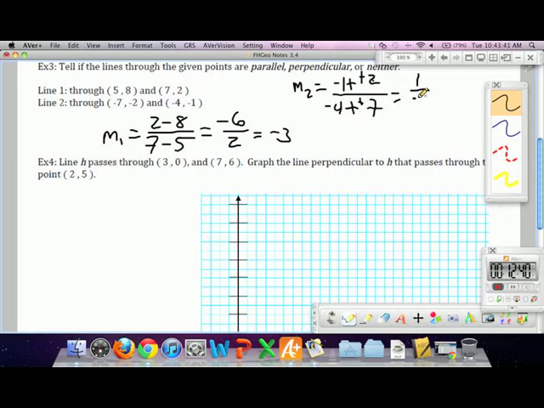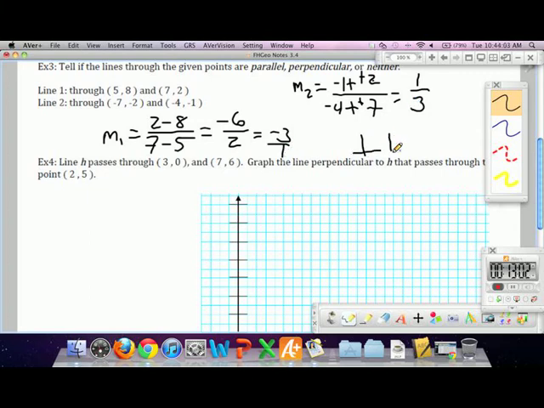Are those lines parallel, perpendicular, or neither of those relationships? Why are they perpendicular? Because they are opposite reciprocals. You put this over 1, and voila. Those are perpendicular lines.